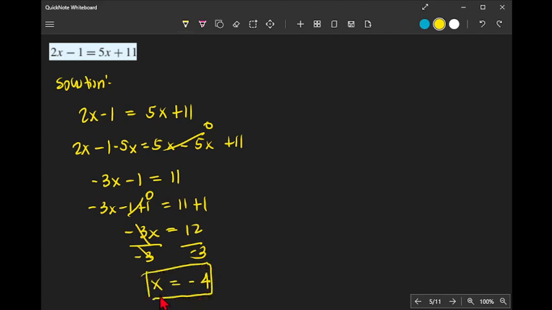Okay, what we are going to do now is to have a checking. When we say checking, we need to assess if our answer is correct. The best way to do that is to substitute the x that we have solved into the given equation. So we have this part, checking, to make sure our answer is correct. So 2x minus 1 is equal to 5x plus 11.